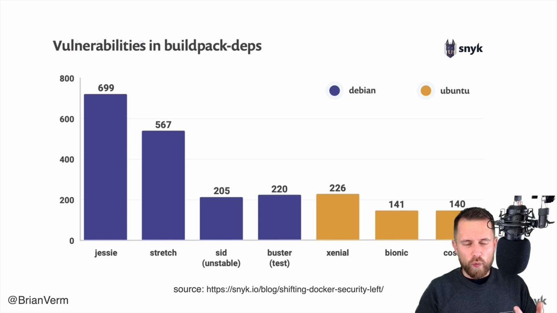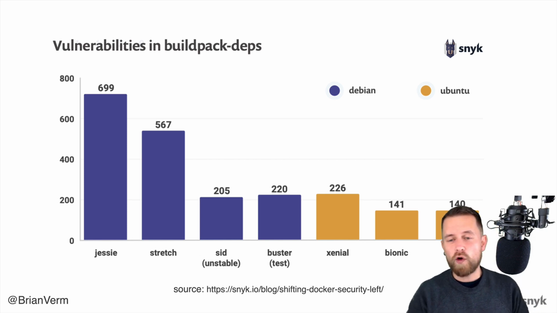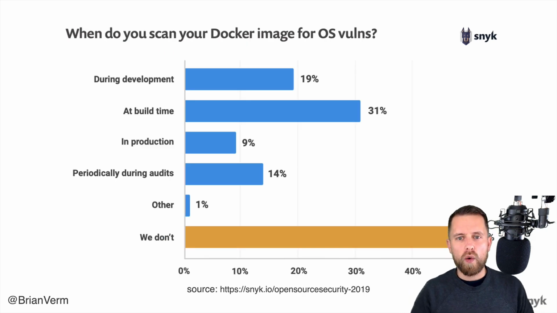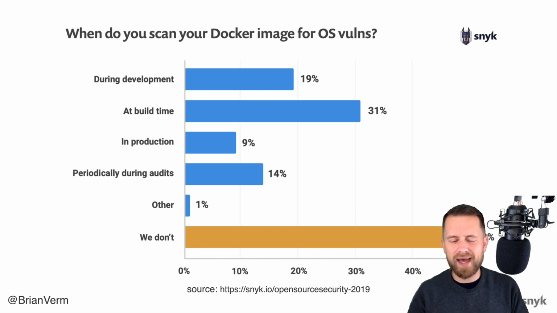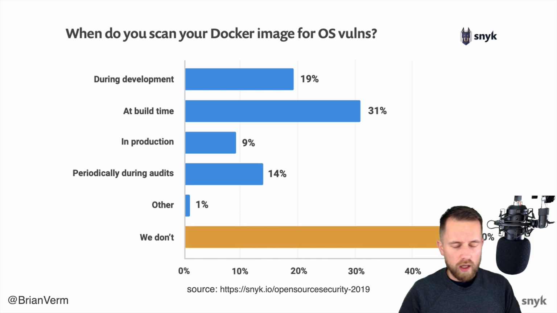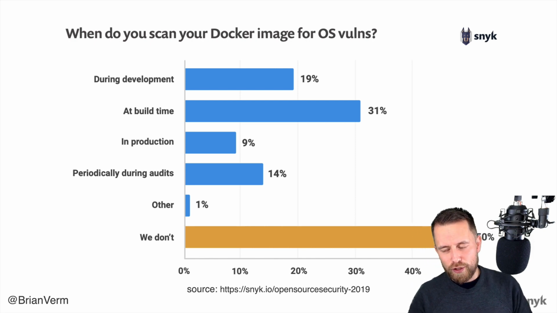So we asked people the question in our State of Open Source Security last year, like, when do you scan your Docker images for operating system vulnerabilities? Fortunately, we can say that half of us did, or somewhat did, but half of the respondents did not. So we see that a bunch of folks don't know what's actually part of their Docker image, especially when it's in production.